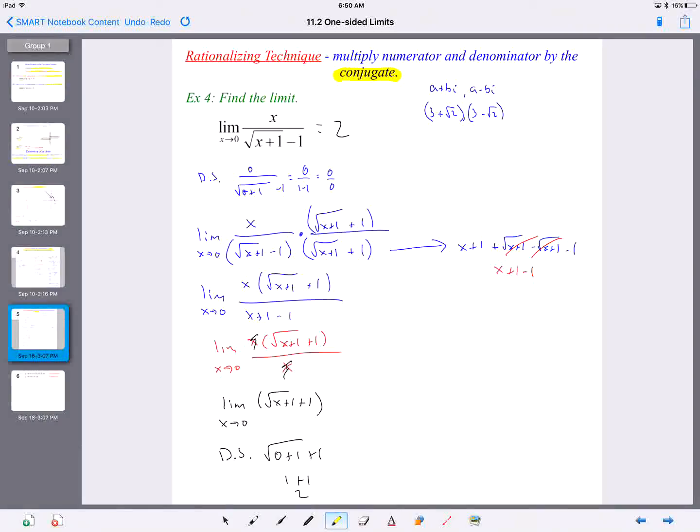So make sure the limit stays as long as it's supposed to, and when you're done and you do your direct substitution, that's when you don't write it anymore. Then your final answer needs to be the limit as all of that, not just the number 2.